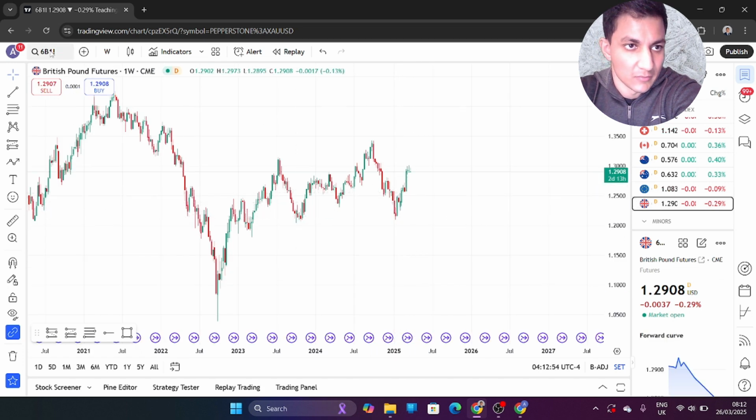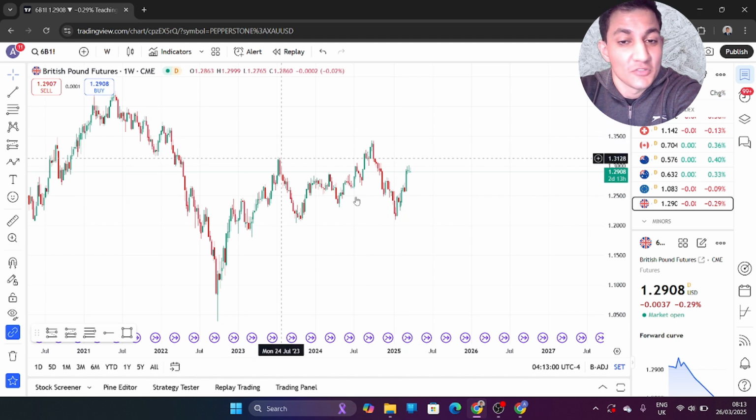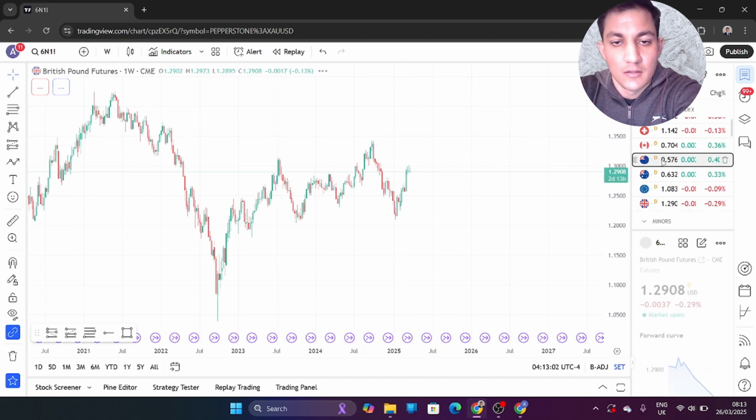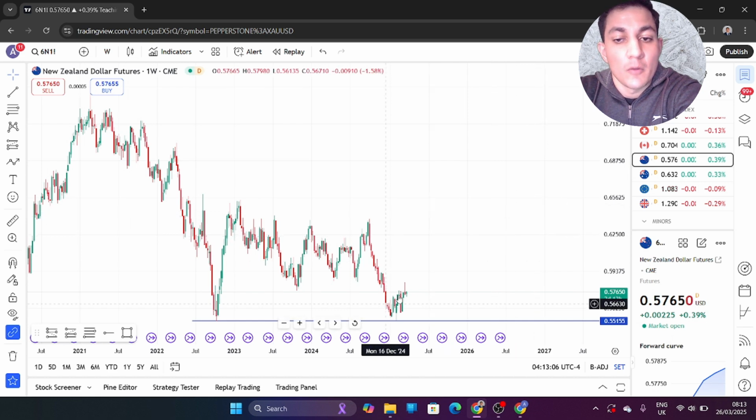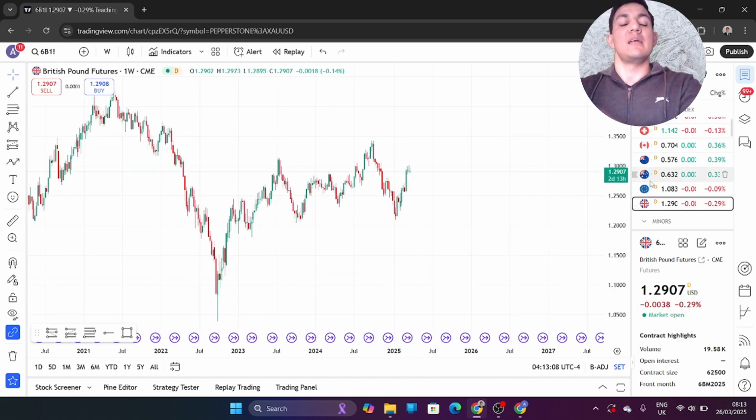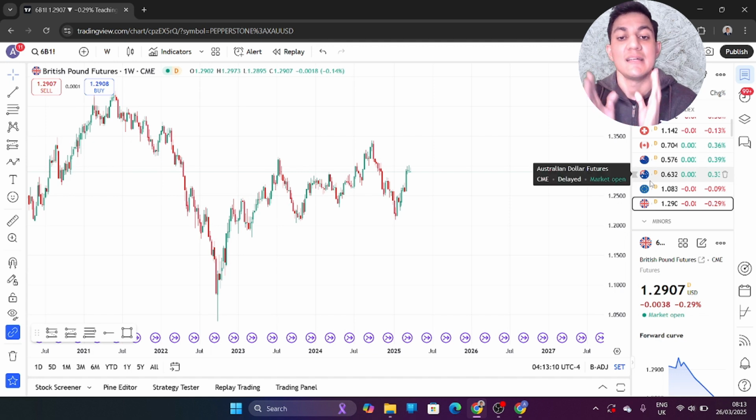This is pound futures, by the way, 6P. See how the British pound futures are a lot more bullish than the New Zealand dollar futures, right? What does that mean? If we've got bearish and we've got bullish, what does that mean? It means GBP NZD is going to be bullish.